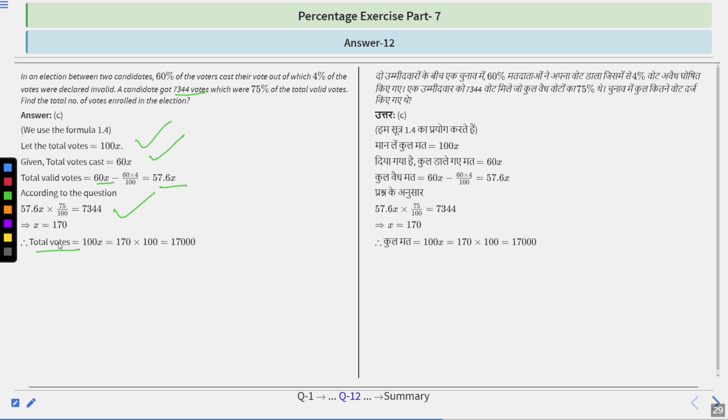Now what will be the total vote? If x is equal to 170, what will be the total vote? We let the total vote be 100x. We multiply by 100, and get 17,000. C is the correct answer.